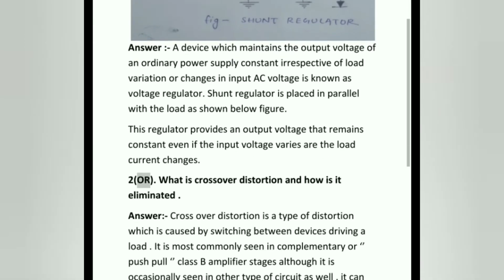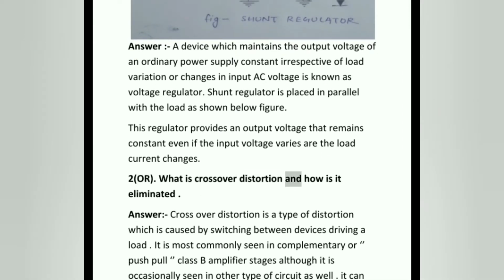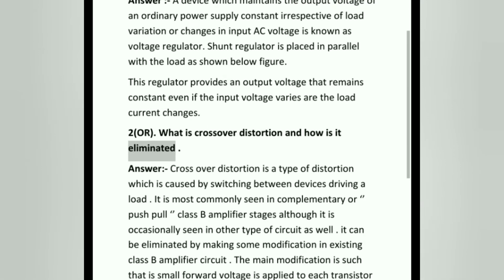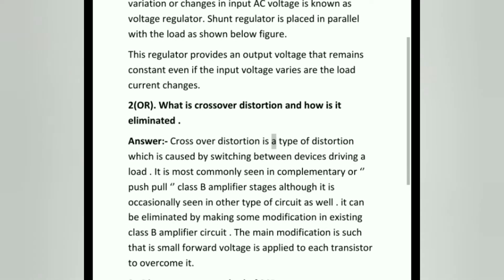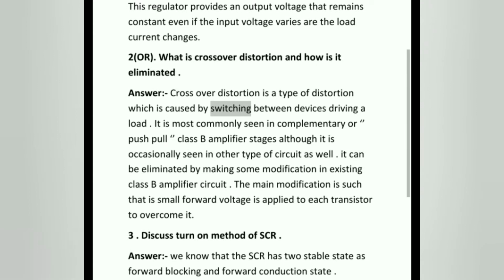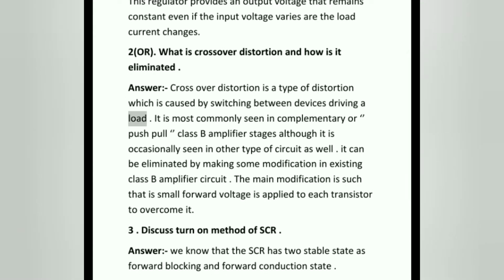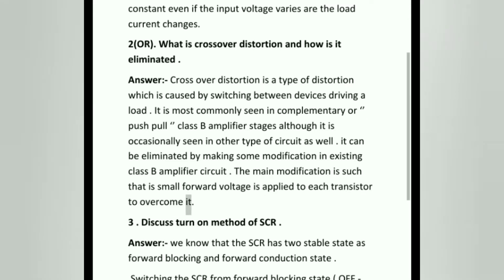2. What is crossover distortion, and how is it eliminated? Answer: Crossover distortion is a type of distortion which is caused by switching between devices driving a load. It is most commonly seen in complementary or push-pull Class B amplifier stages, although it is occasionally seen in other types of circuits as well. It can be eliminated by making some modification in the existing Class B amplifier circuit. The main modification is such that a small forward voltage is applied to each transistor to overcome it.